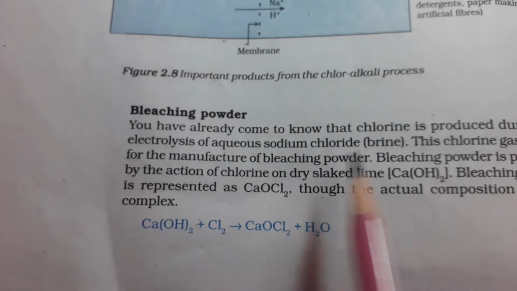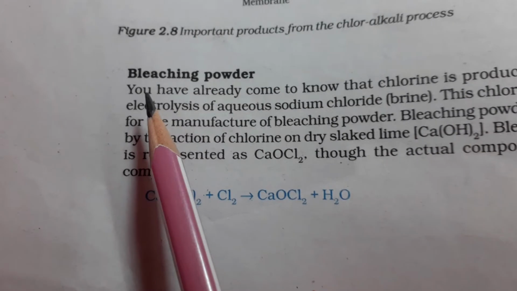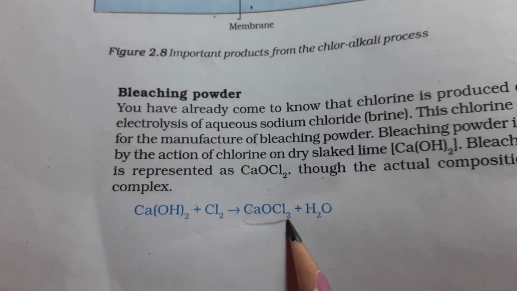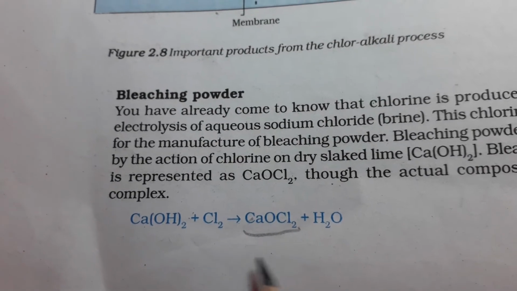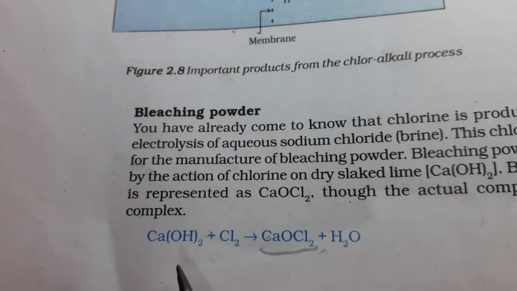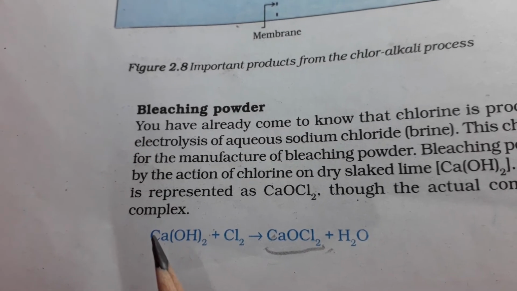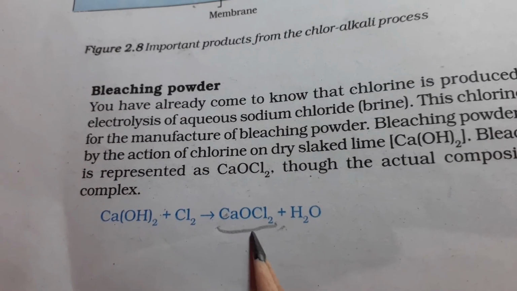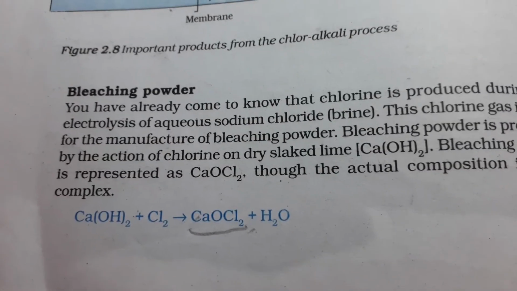Now we will see the formation of bleaching powder. This is CaOCl2, the chemical formula of bleaching powder, calcium oxychloride, and it is formed with the help of calcium hydroxide plus chlorine gas, which gives CaOCl2 plus H2O.